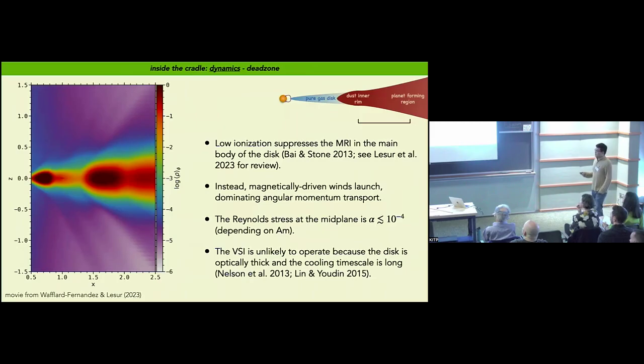Hydrodynamic instability, vertical shear instability, this is perhaps one of the most promising ways to introduce turbulence in protoplanetary disks, but it's very unlikely to operate in this inner region because the disk is optically thick. What that means is that cooling is very inefficient, and under those conditions, VSI is pretty much suppressed. So we are left with pretty small alpha in this region where we think planets are forming.